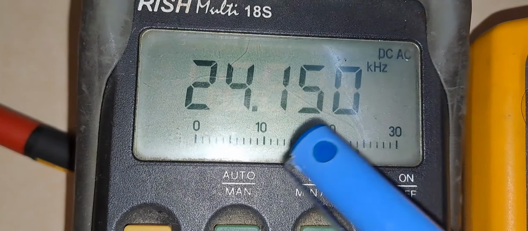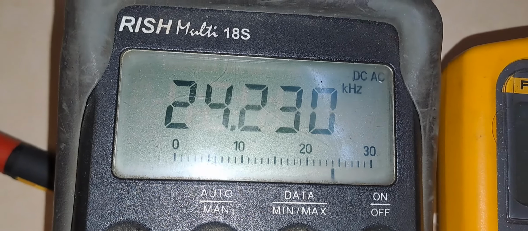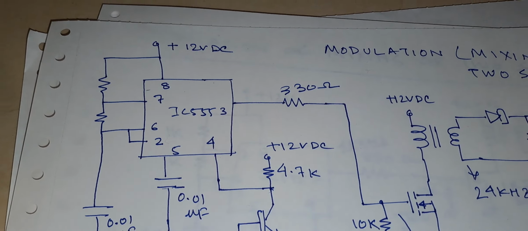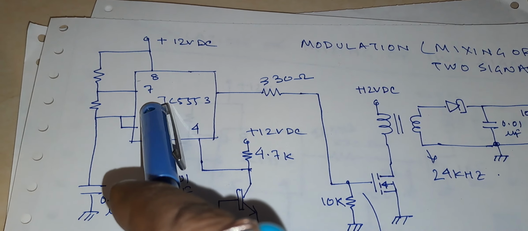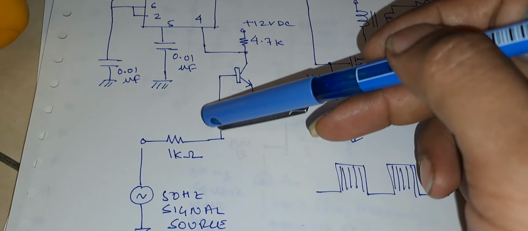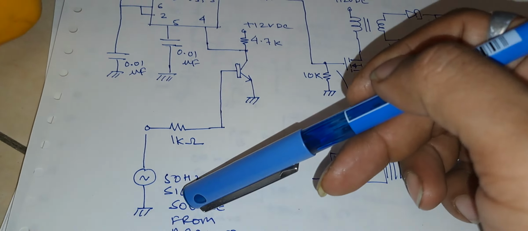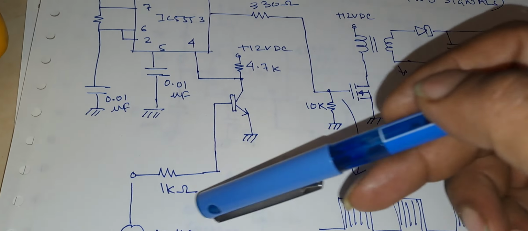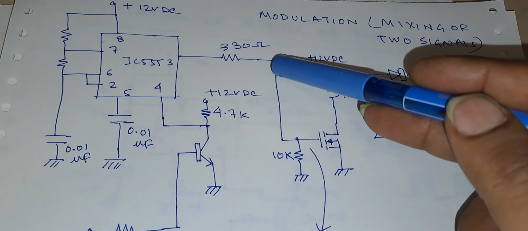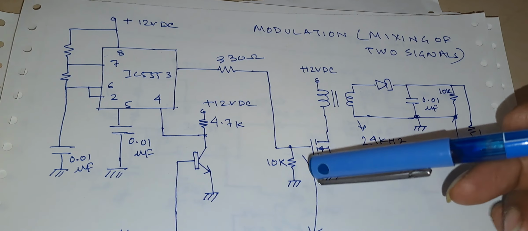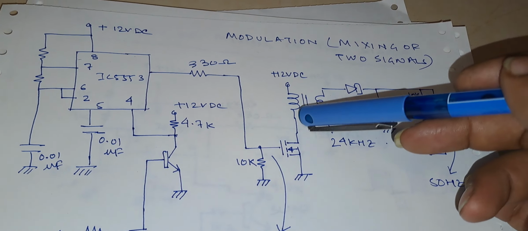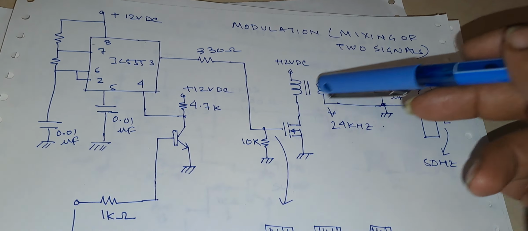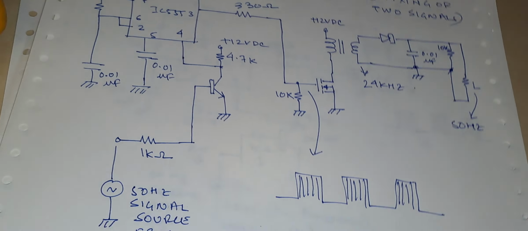So why are we getting 24 kHz? Let's discuss the theory. As you can see here, this is the carrier generator, and here we are feeding a 50 Hz signal from Arduino Uno. When we feed the 50 Hz signal, at the output we get a modulated signal. This modulated signal is fed to this transformer.